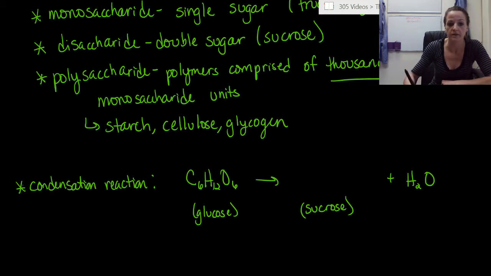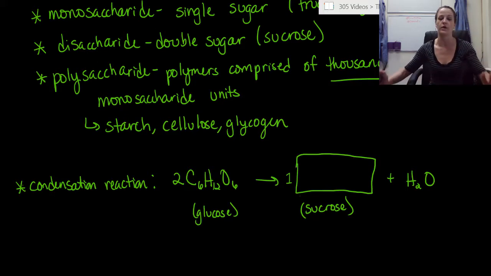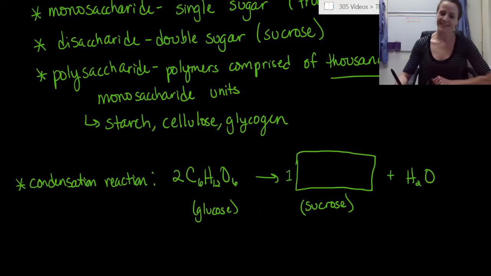So now in order to balance this properly, I put a 2 in front of my glucose. It's a 1 coefficient in front of our sucrose. We don't really write that. And then 1 for water. So my question for you is, what must be the molecular formula of sucrose in order to balance this equation properly? Remember, there's a 1 coefficient in front of the sucrose. Go.